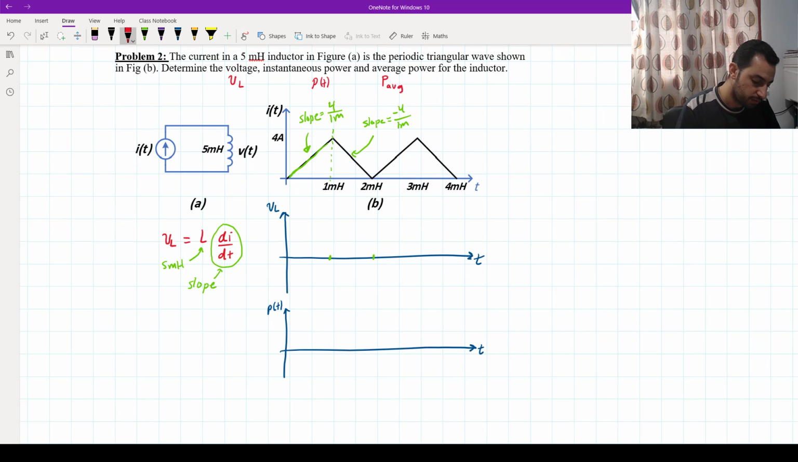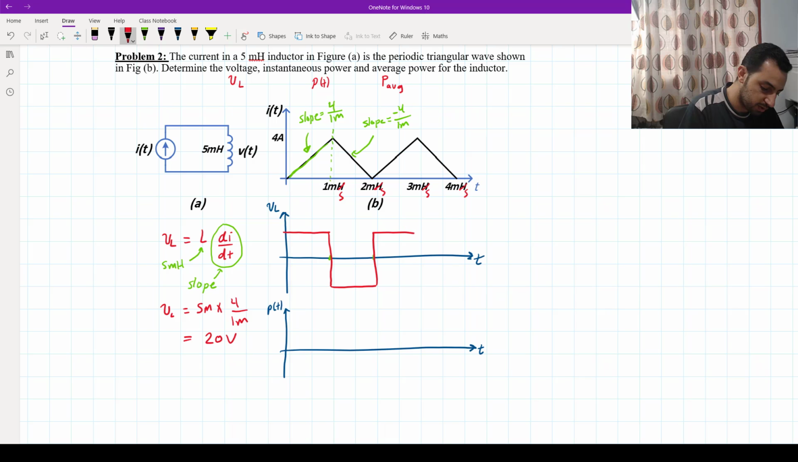For the first portion, VL equals 5 milli times 4 divided by 1 milli, which is this slope. So I got this one, and that will equal 20 volt. I think this is wrong here, it should be seconds, but that can be corrected, no problem. The voltage here is 20. And the voltage during this period, from 1 millisecond to 2 millisecond, is minus 20, because we have the same slope but with the minus sign. So it will be like this, and then we return to 20 and minus 20 and so on. So we have 20 volt here and minus 20 volt here.